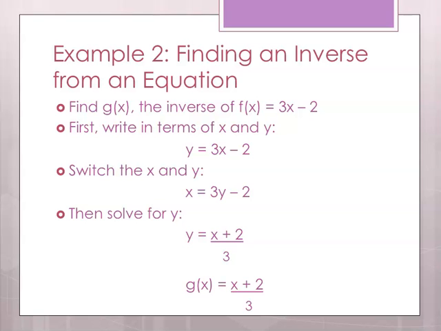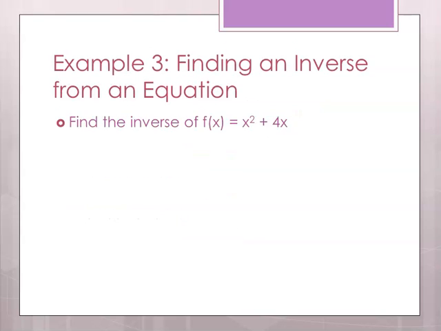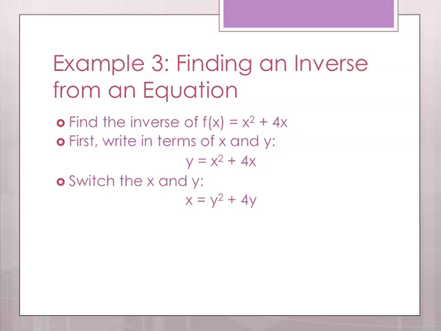Let's do another example. We have f of x equals x squared plus 4x. So again, let's start off by writing everything in terms of x and y. So we have y equals x squared plus 4x. And then we are going to switch the x and y. So that means we'll have x equals y squared plus 4y. And then we have to solve for y. Now notice in this case we have y squared and 4y in there. So we actually have a quadratic. So in order for us to solve for y, we are going to have to move everything over to one side and use the quadratic formula.